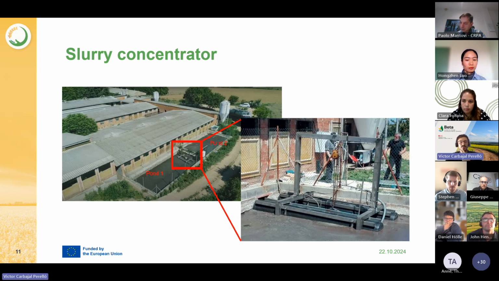The slurry concentrator that we want to introduce to you today can be used on any pig or cattle slurry producing farm that meets the minimum requirements of size and quantity. The separator works by being submerged in one of the pits, concentrating the nutrients in that pit and transferring the more diluted fraction to another pit.